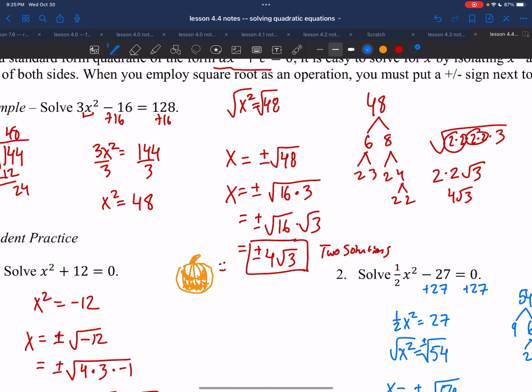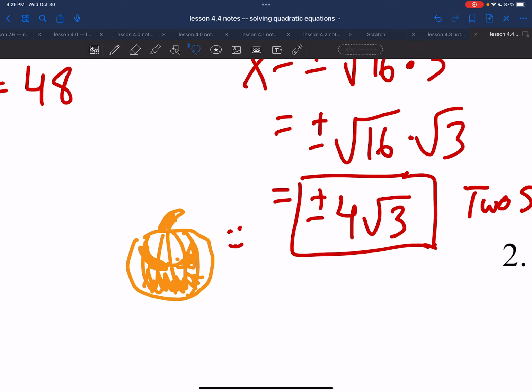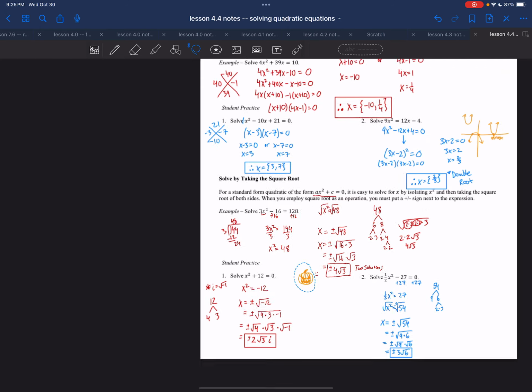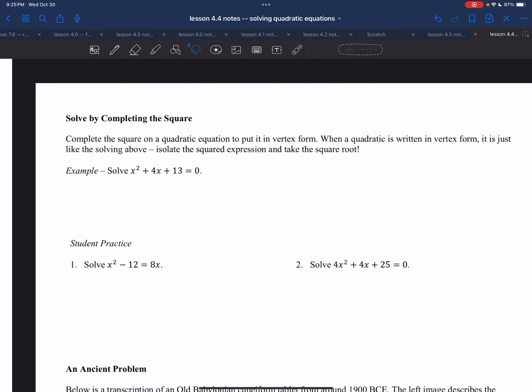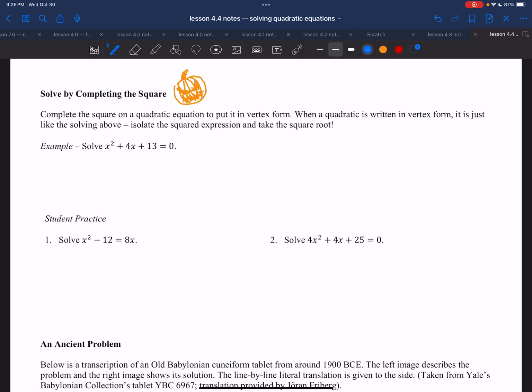You know what? I like this jack-o'-lantern so much, I'm going to copy it and bring it with me. Okay, next page. Keeping the theme of Halloween. There he is. We'll make him bigger. Ooh, and we'll turn him diagonal like this.